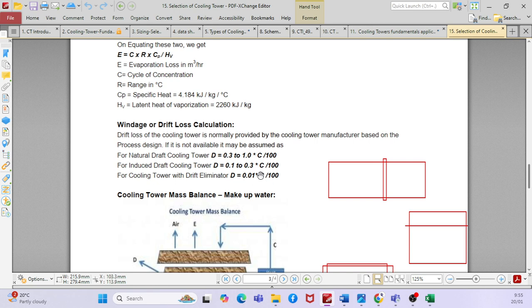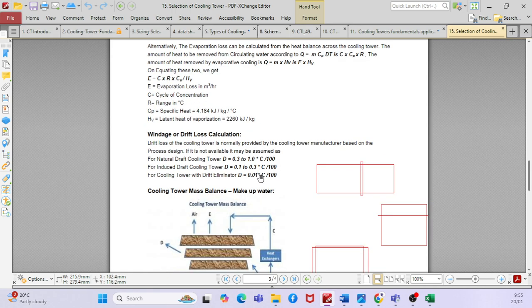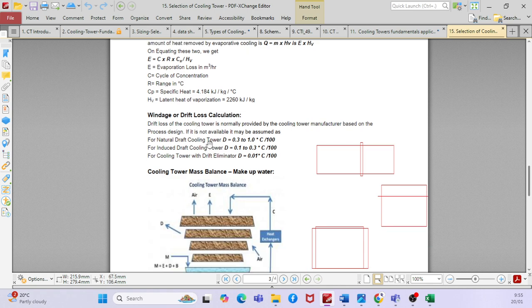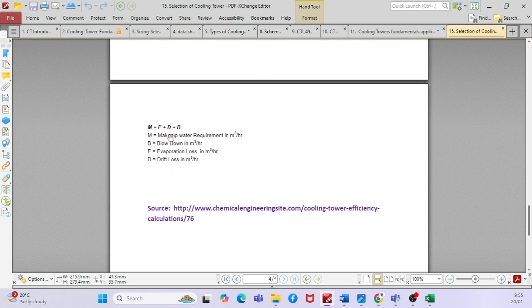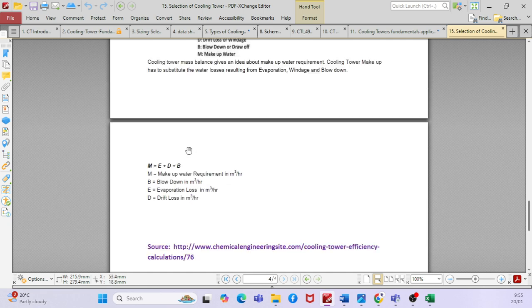So basically, the C is the total condenser flow, condenser flow. So here you can calculate the windage losses, like drift losses. By using this one, you can calculate the total makeup water requirement, E plus D plus V.